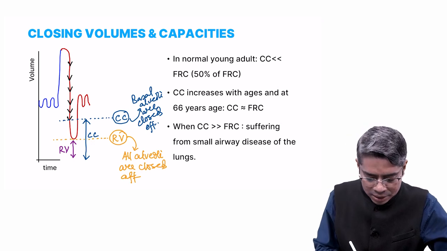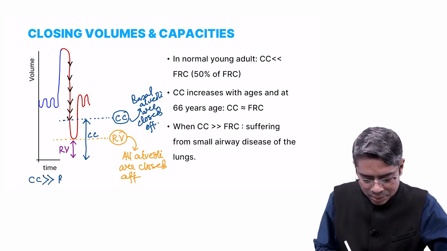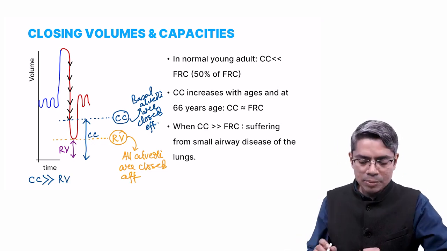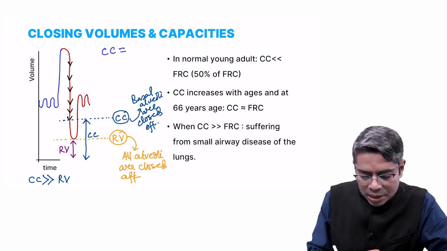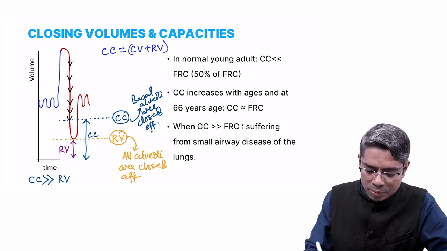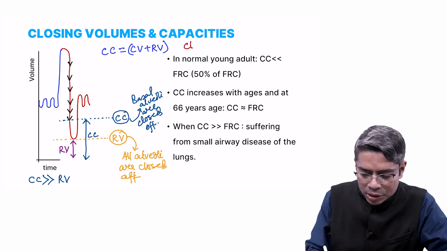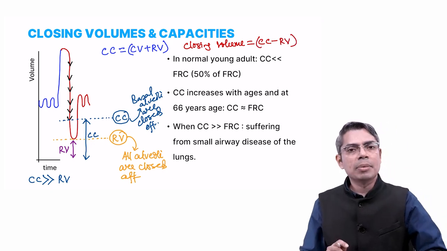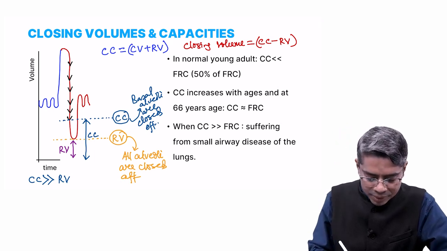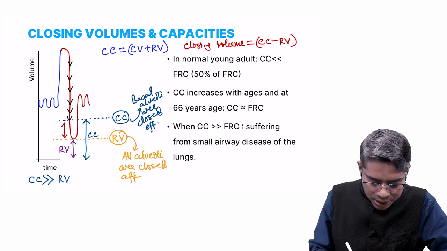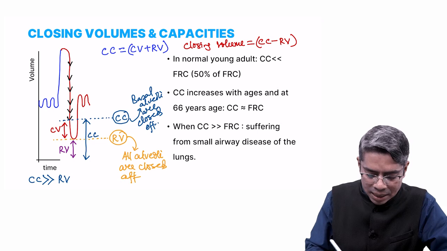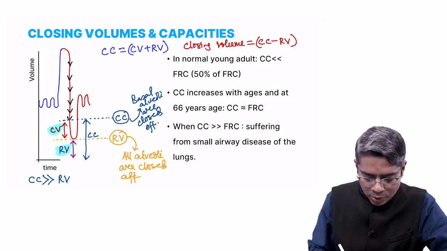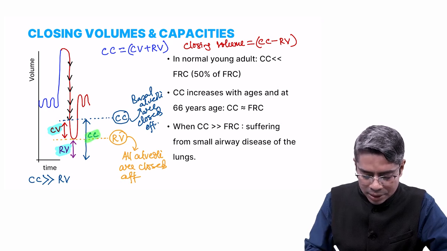So, the obvious thing is that the closing capacity is greater than the residual volume. There is no confusion in that, but you also have to remember that the closing capacity is equal to the closing volume plus residual volume. Getting my point? That means if I ask you the definition of closing volume, your answer will be closing volume equals closing capacity minus residual volume. So, basically this is the portion which is my closing volume. If I add up this closing volume and residual volume, I am going to get this closing capacity.